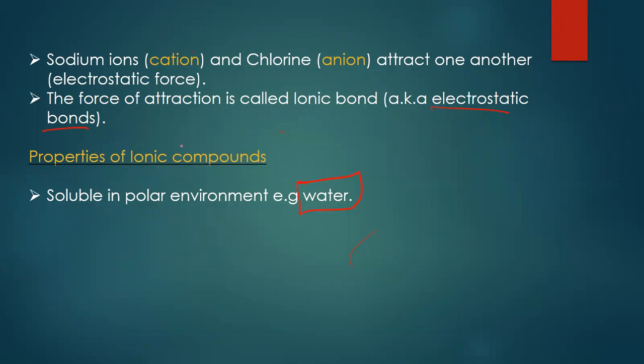Okay, so properties of ionic compounds. The first one is that it's soluble in polar environments like water. Yeah, so what I'm just trying to lay is a foundation of what we're going to start discussing. As we proceed, we start looking at things in detail, like the lipids, we look at the proteins in detail, we look at a lot of things in detail. So it is these things that we are learning today that are going to lay a foundation for what we're going to be discussing as we proceed.